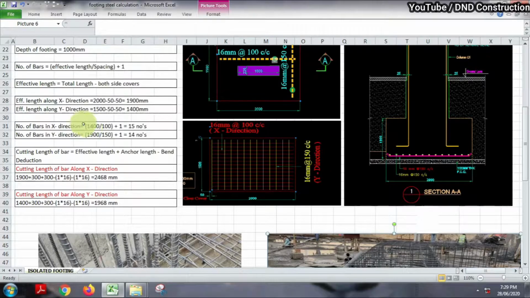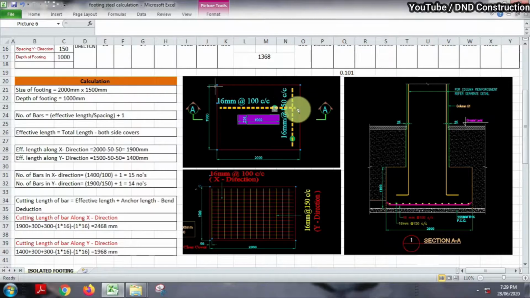Then we calculate the effective length along the y direction. In this direction, we take the 1500 mm length minus 50 mm cover from this side and 50 mm cover from this side, both side covers. So we get 1500 mm minus 50 minus 50, which is 1400. These are the effective lengths along the x and y axis.